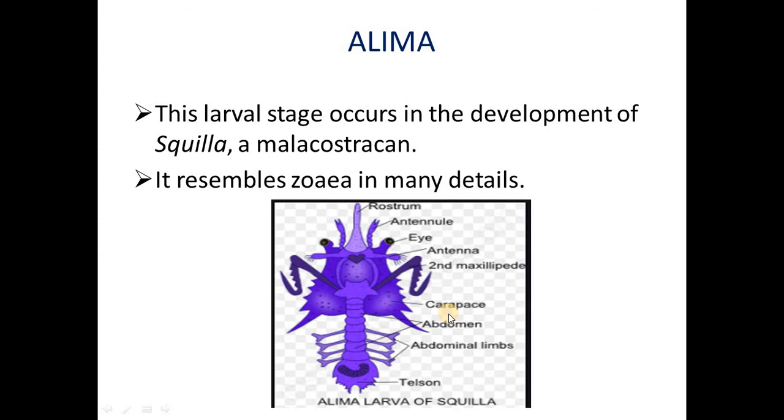The abdomen is elongated. Abdomen region is elongated with six segments and four pairs of abdominal limbs, first, second, third and fourth, and a broad telson at the posterior part. It differs from zoea in having well developed second maxillipedes and armature of the telson.